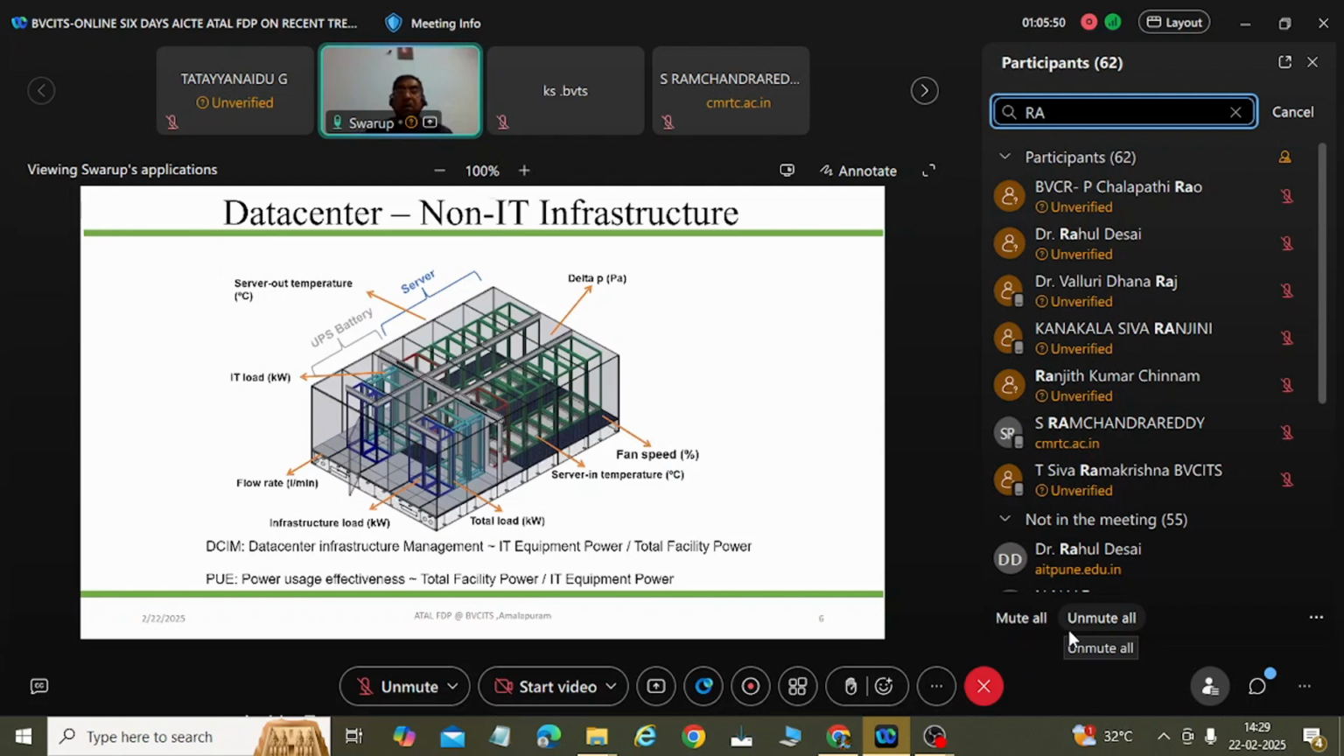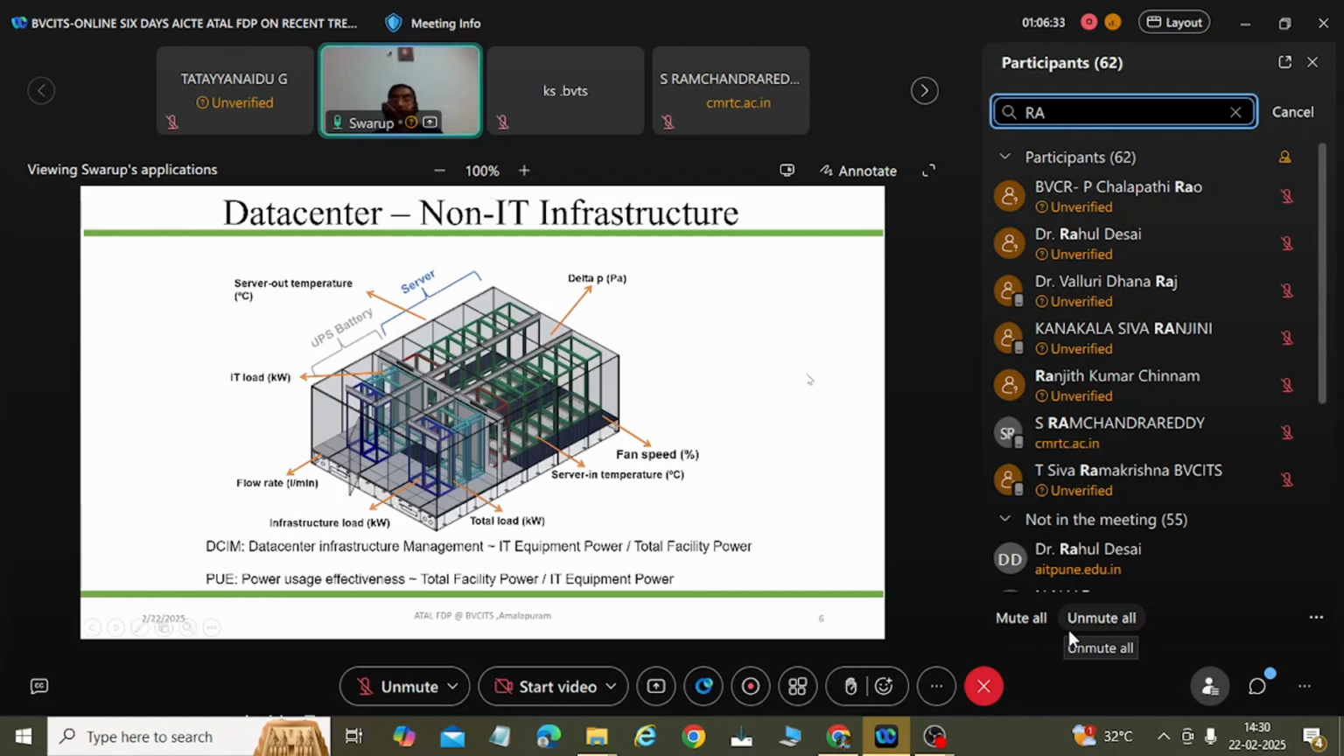The next terminology is the inverse of the DCIM, that is the PUE, power usage effectiveness. Say 1 megawatt is the power required to run the facility, out of which the IT equipment power is only around 600 kW. So 400 kW is consumed by the losses in the electrical subsystem and the AC subsystem to provide the cooling.